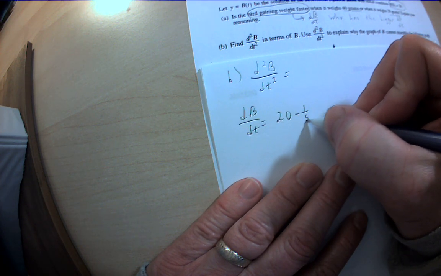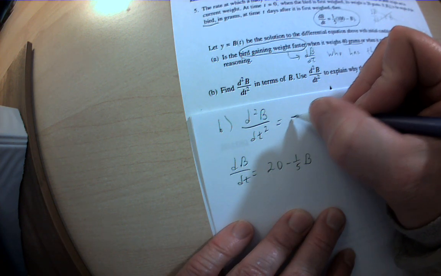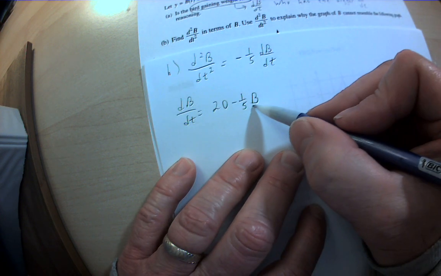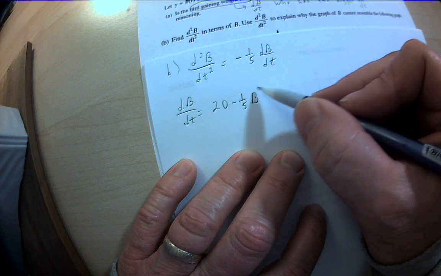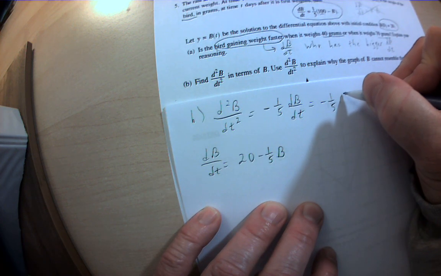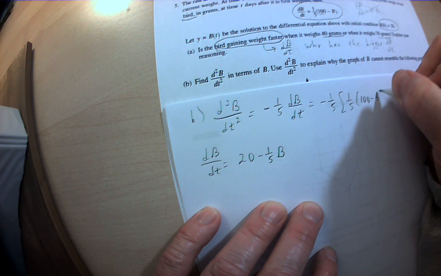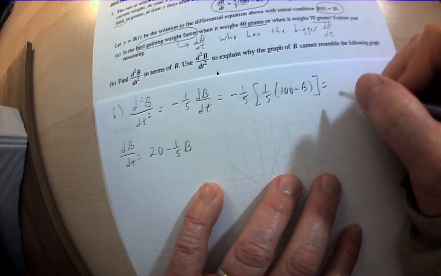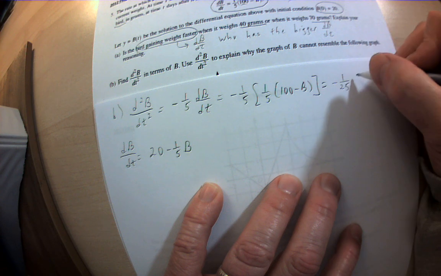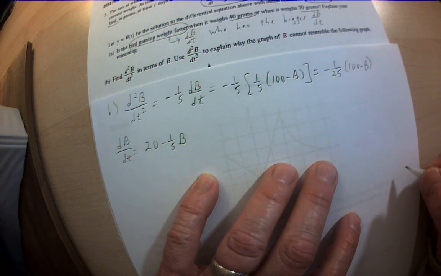20 minus 1/5 B. Okay, so the second derivative of that is just negative 1/5 dB/dt, right? The derivative of a constant is 0, the derivative of B is dB/dt. So that's just negative 1/5 times dB/dt. What's dB/dt? 1/5 times (100 minus B). So guys, that is negative 1/25 times (100 minus B).